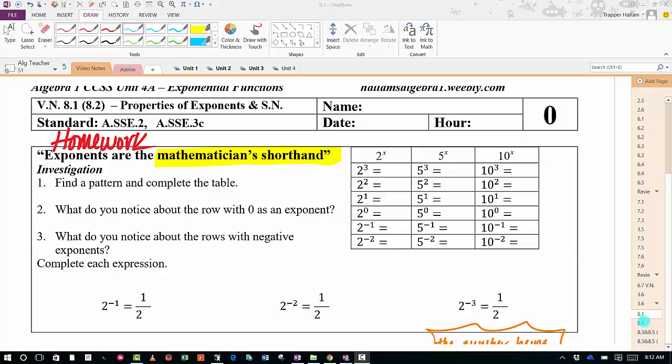Okay, hi and welcome to video notes 8.1 and 8.2. This is on exponents, properties of exponents. So we're going to get down to the basics first. We're going to go right through it.